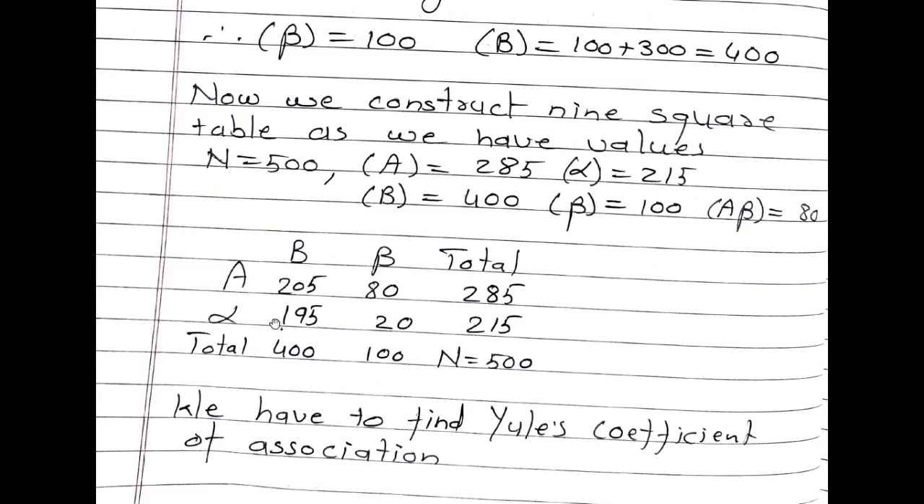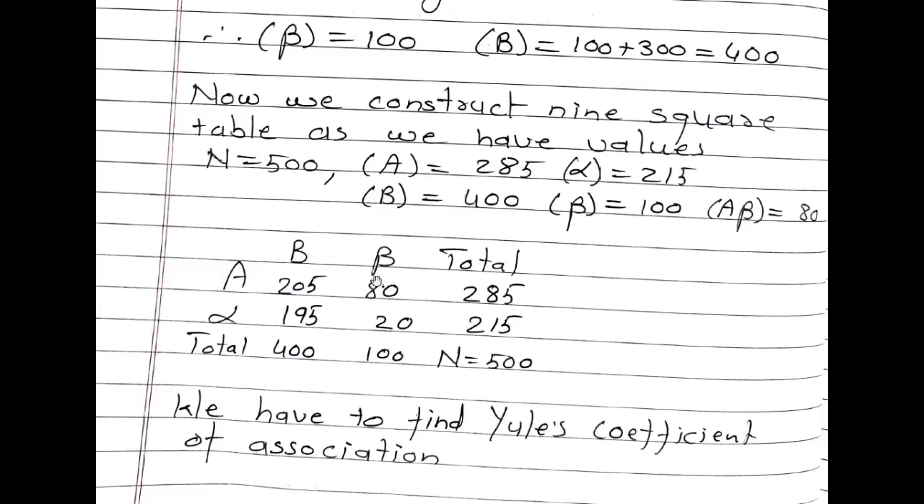A alpha total, B beta total and value of N. Now replace all these values in the table. The values which are given are N is equal to 500. Frequency of class A is 285. Frequency of class alpha is 215. Frequency of class B is nothing but 400. Frequency of class beta is equal to 100. And frequency of class A beta, this value is given as 80.